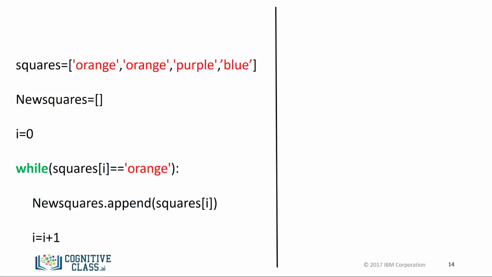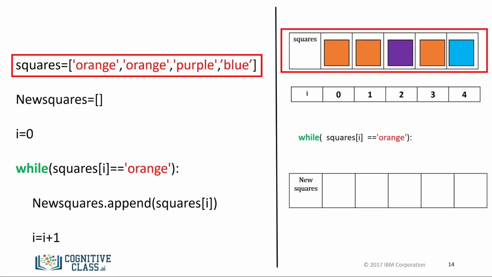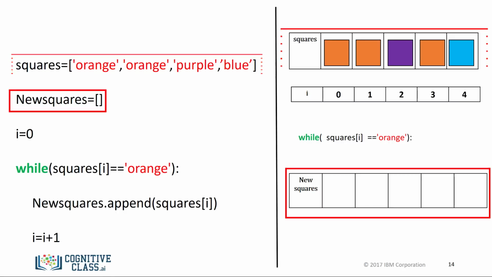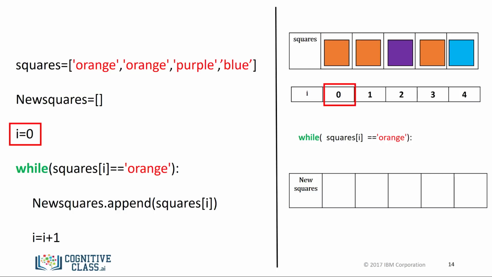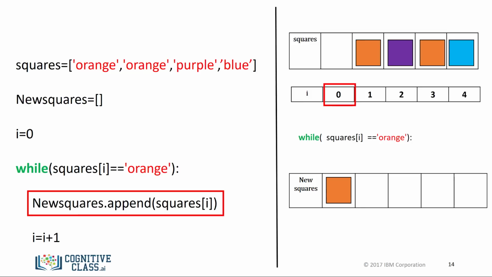Let's use the figure on the left to represent the code. We will use a list with the names of the colors to represent the different squares. We create an empty list of new squares. In reality, the list is of indeterminate size. We start the index at 0. The while statement will repeatedly execute the statements within the indent until the condition inside the bracket is false. We append the value of the first element of the list squares to the list new squares.